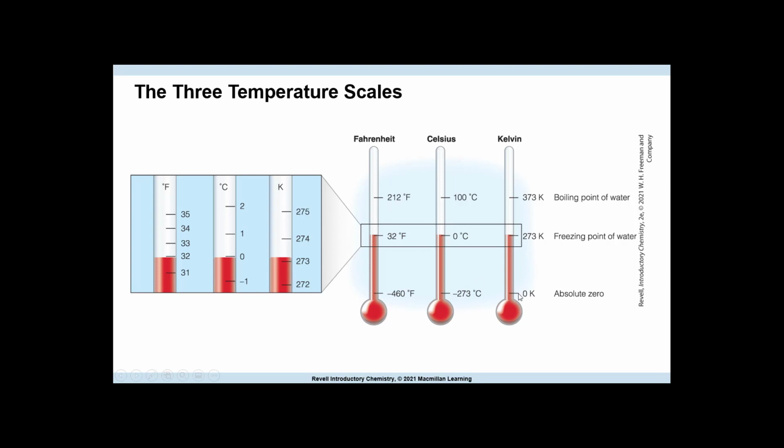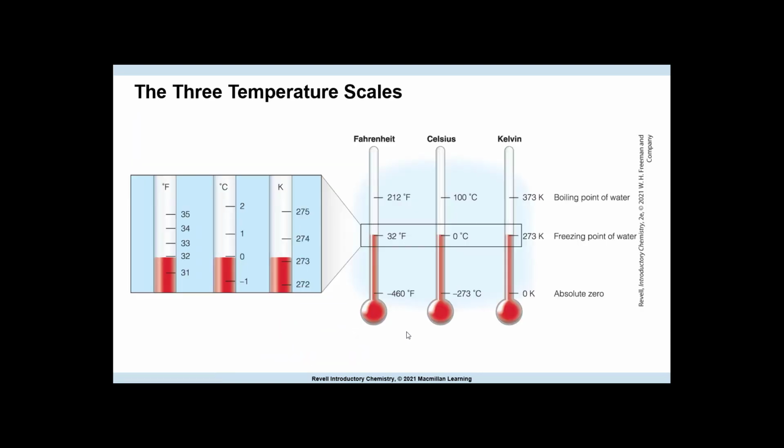So what's the difference? We start out with the freezing point: 32 degrees Fahrenheit, 0 degrees Celsius, and for Kelvin, it is 273 Kelvin. For boiling water, it's 212 degrees Fahrenheit, 100 degrees Celsius, or 373 Kelvin. There's a difference of 100 degrees here, 100 degrees here, and 180 here. So you can see the increments for Celsius and Kelvin match, where Fahrenheit's do not. The lowest absolute temperature is 0 Kelvin, negative 273 degrees Celsius, or negative 460 degrees Fahrenheit.